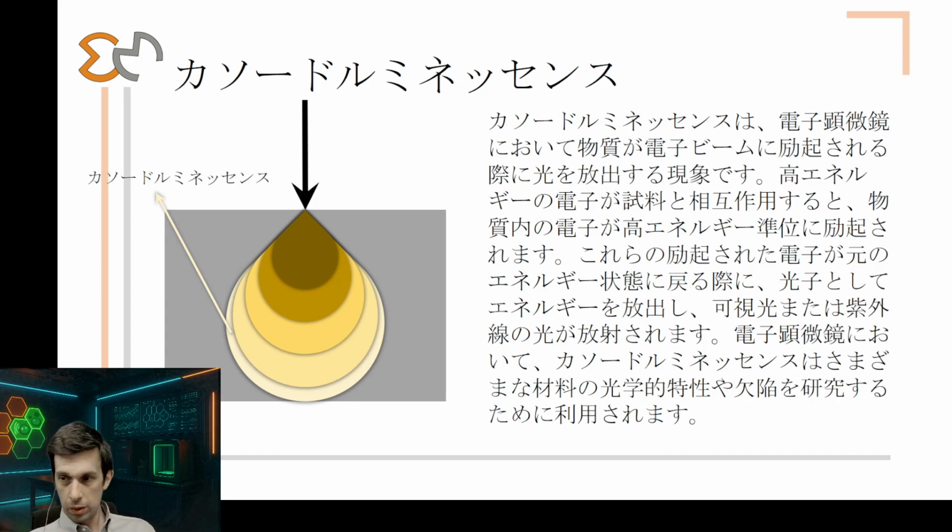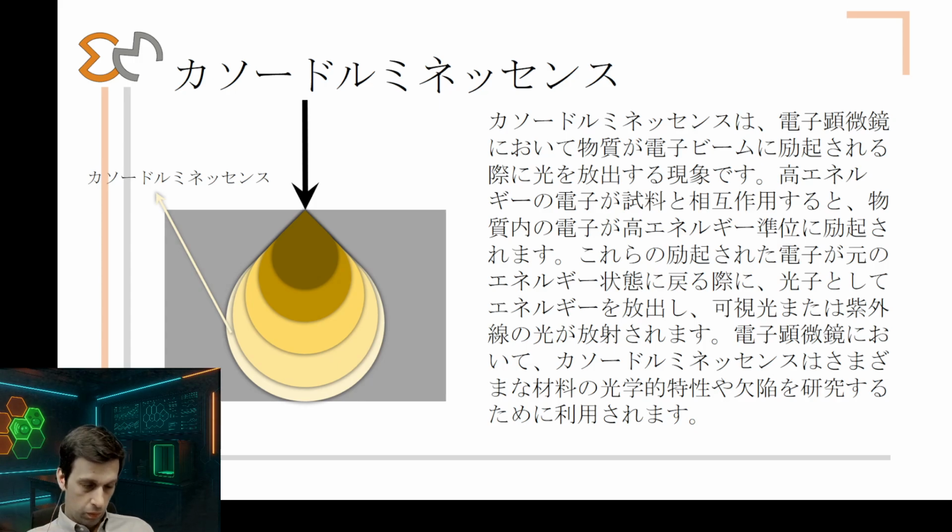And this information is about the excitation state of the material. We can see the light emission, the spectra of the light emission of the samples, even in the visible or even in the ultraviolet.